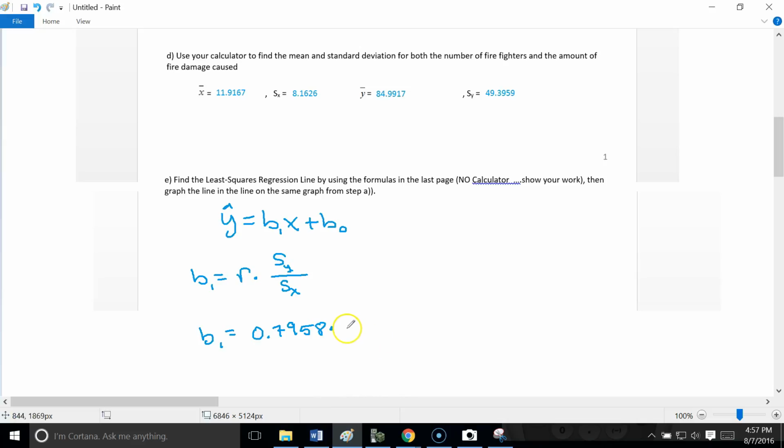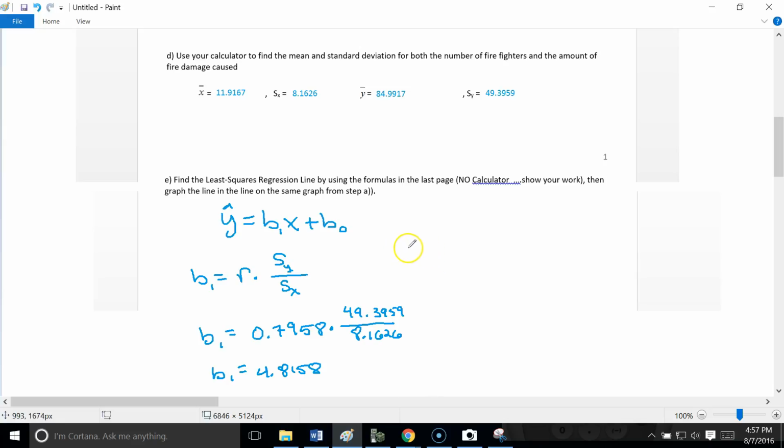And we're going to multiply that by a giant fraction, where the numerator is s sub y, or 49.3959, and the denominator is s sub x, or 8.1626. So we can use our calculator and figure out that that is approximately equal to 4.8158.